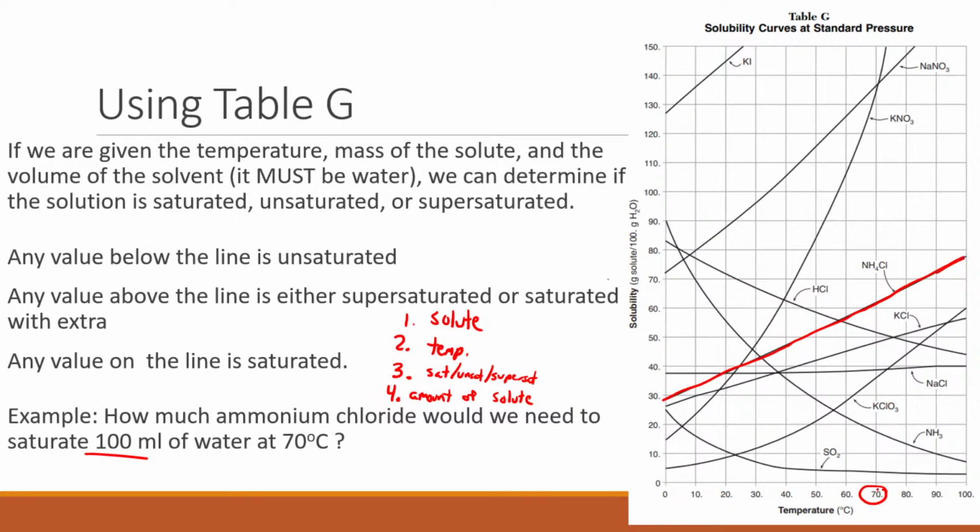So I'm going to find the spot where this red line intersects at 70 degrees Celsius, and it's right here. And I'm going to follow that across to my y-axis with a semi-straight line and get 61 grams of NH4Cl.